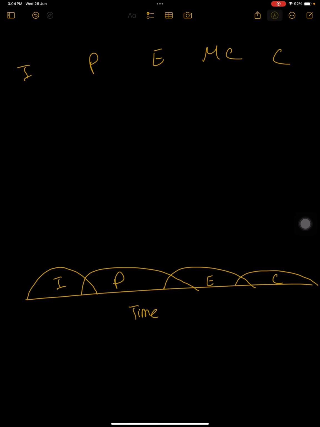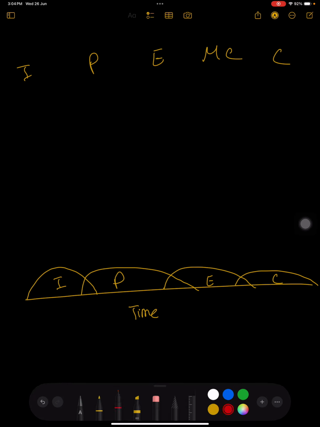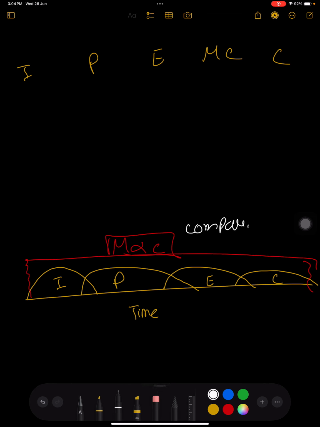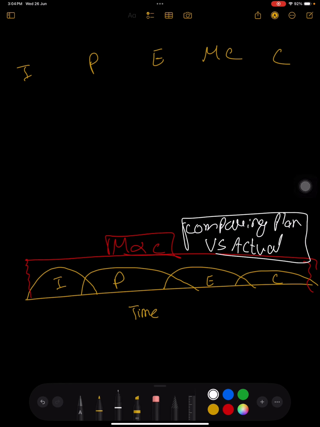A very important thing here: monitoring and control actually starts just after initiation and goes up to closing. The monitoring and control keeps on happening. We are continuously comparing plan versus actual. That is being done continuously.